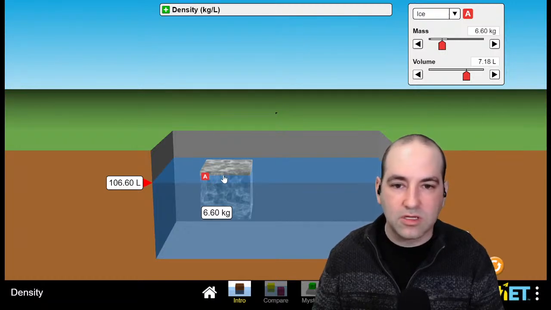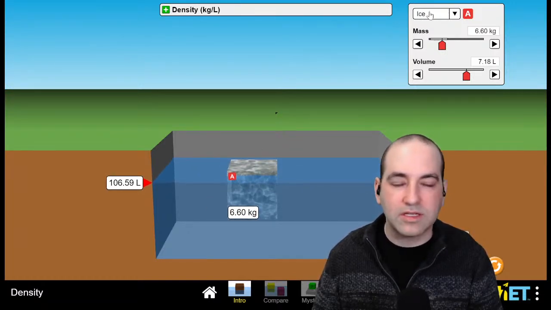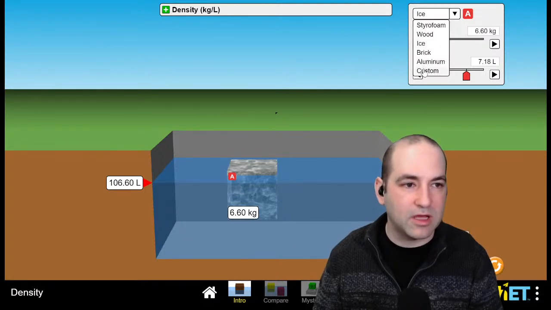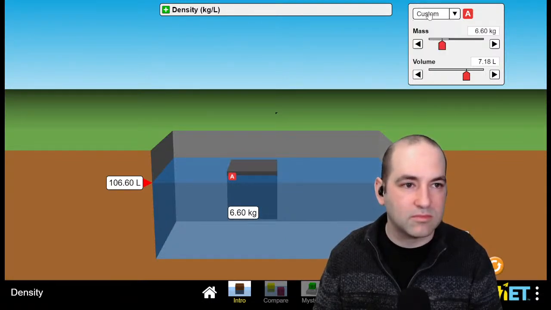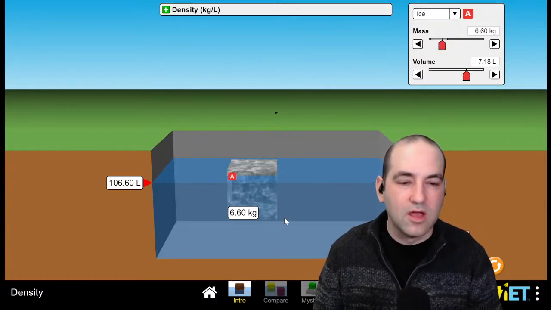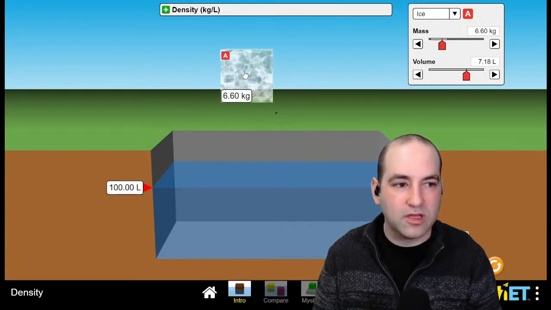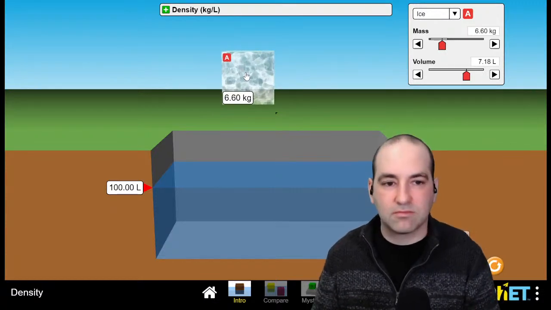So what we can do is, oh, I see. The instructions say to make it custom, but we're going to make it custom. No, that's not going to work. Let's just stick with the ice. Stick with ice. So what you see here is if we take it out, you'll notice that we've got 100 liters of water in this tank.